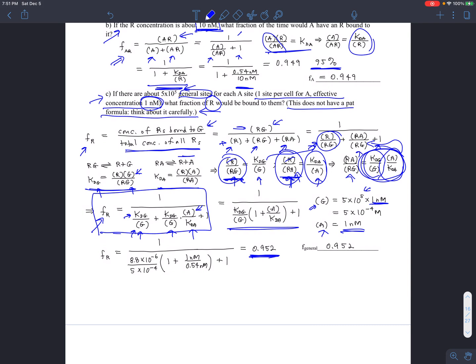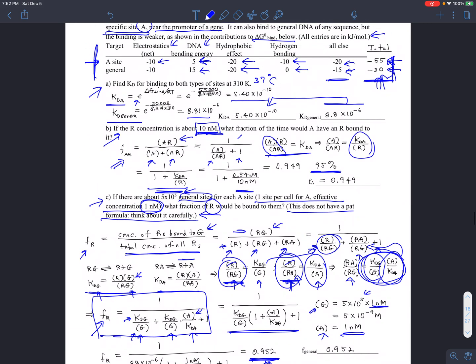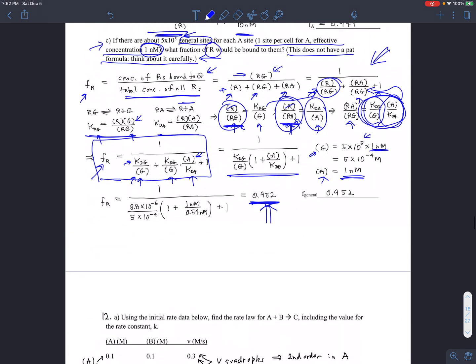So 95% of the R is bound to the general sites, but at the same time, the A site is 95% saturated, which means that this regulator would be doing its job. It would be either blocking or stimulating transcription, depending on what it's supposed to do, even though most of it is bound at general sites. And I think that's a common situation inside all cells. That's why I put this problem in. All right, that was a hard one and a long one.